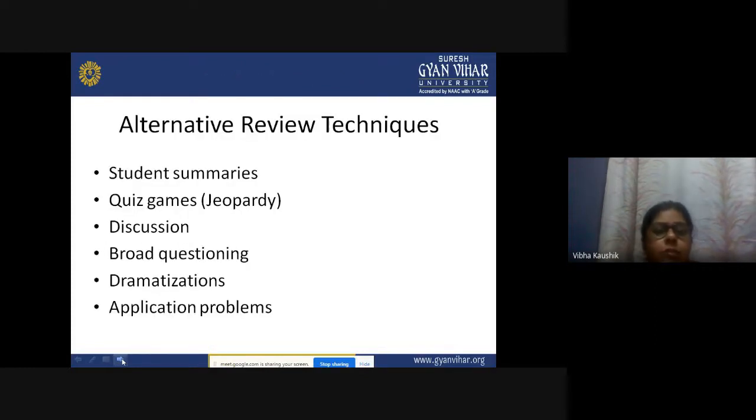Alternative review techniques. Student summarizes: the student will summarize the concept. Quiz games: some games can be organized. Discussion: the teacher can hold a relevant discussion on the topic. Broad questioning: the teacher can ask some broad questions. Dramatization, drama, application problems.